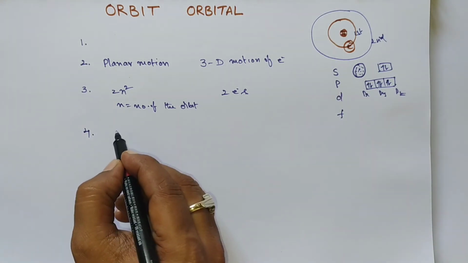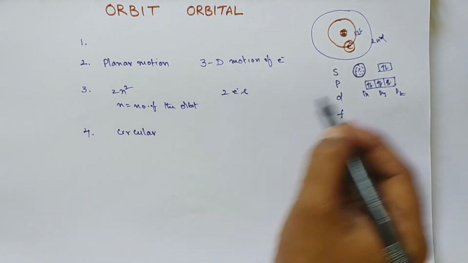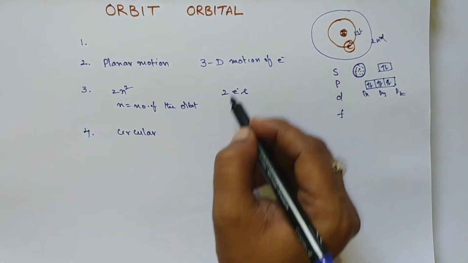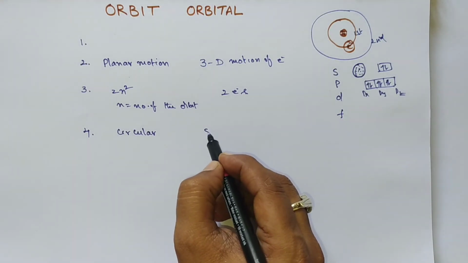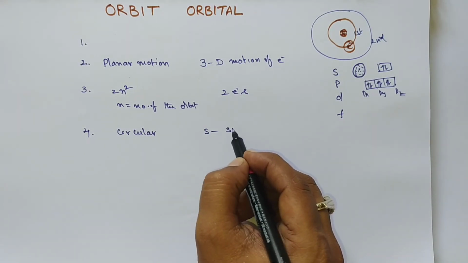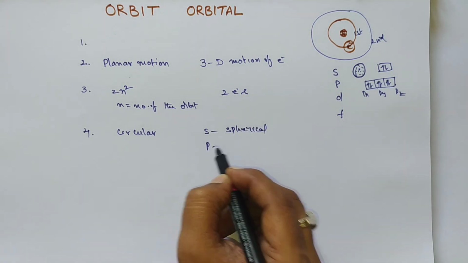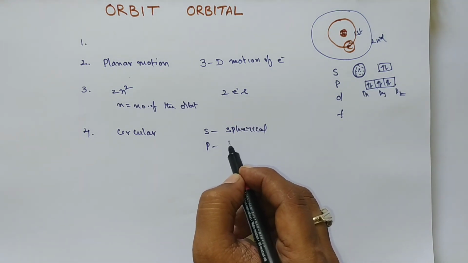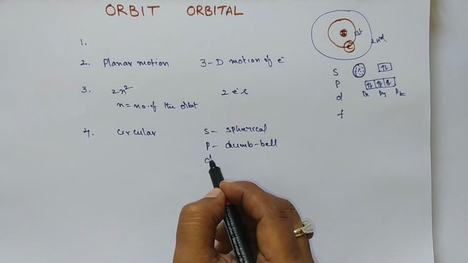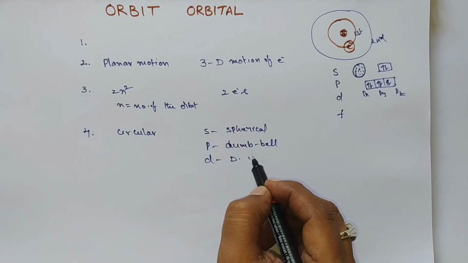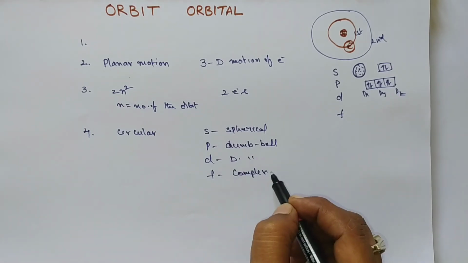And next, the fourth one. This orbit is circular in shape, whereas different orbitals will have different shapes. The s orbital will have spherical shape, whereas p orbital will have dumbbell shape, d orbital has double dumbbell shape, and f orbital will have a complex structure.